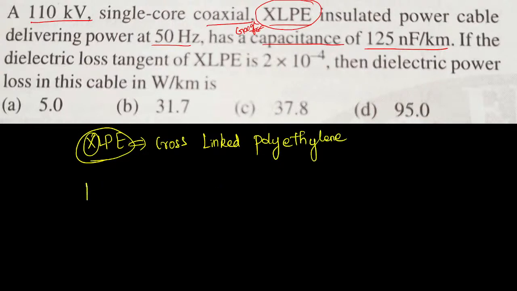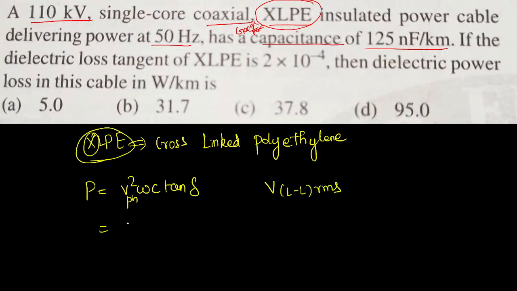We want the dielectric loss, right? What is the formula? V square omega c, single core, into tan delta. That's all. Now what you need to do is just collect all the data. Always in our transmission line, the given voltage will be line voltage only. They never give you per phase voltage. If it is given, they will mention it. Unless otherwise stated, the given voltage is always line to line RMS voltage.